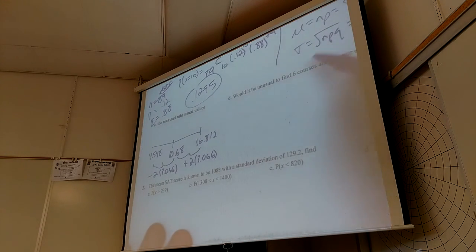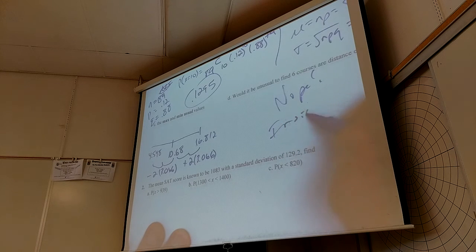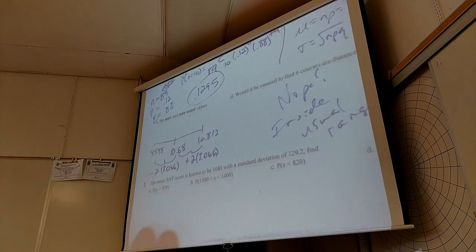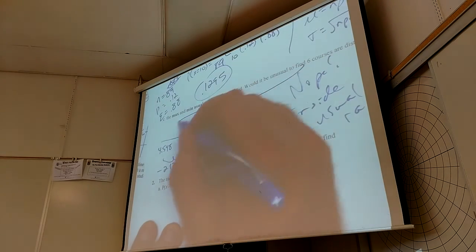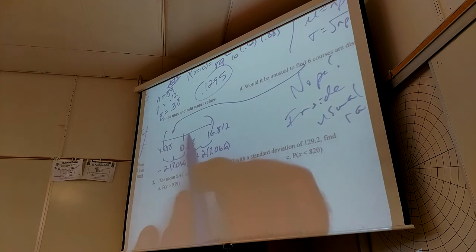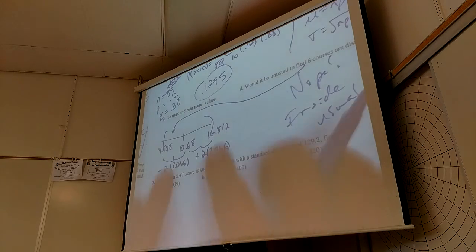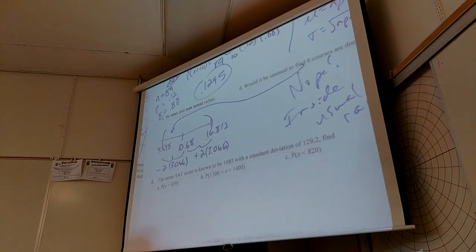So would it be unusual to find 6 courses out of 89? Nope. Inside usual range. You can just go, nope, 6 is in there, because that's usual, and this is usual. It's close to the mean. You expect to get close to the expected value. That's why we call it expected value. You don't expect to get way out there.